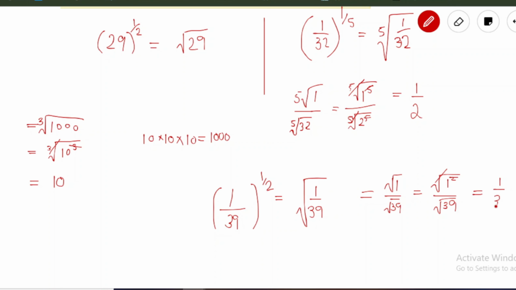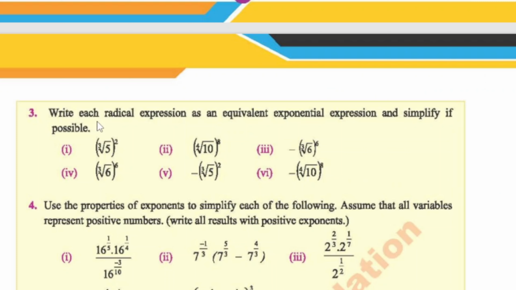There is a quick takeaway: whenever you are taking the square root, cube root, or whatever root of 1, that's always going to be 1, and just keep it in your mind.